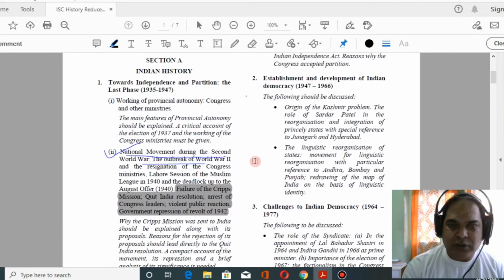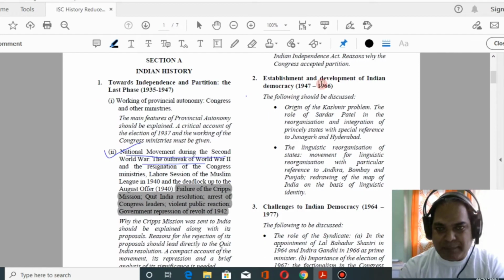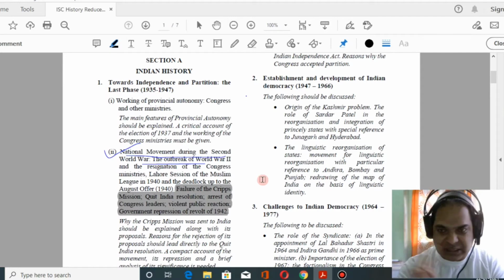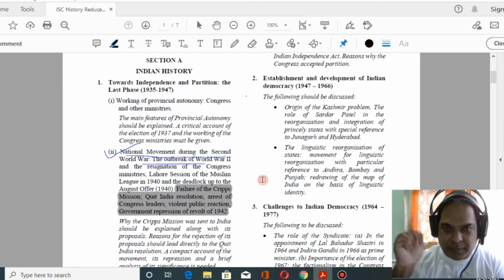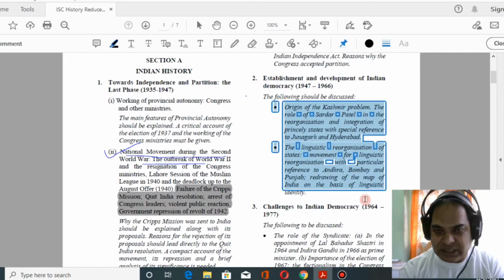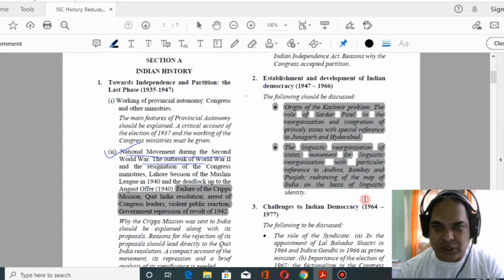If you move on to chapter number 2, you see here establishment and the development of Indian democracy. Last year we did the refugee problem and the foundation of Indian democracy. Last year these two topics were there, but this year these two topics were not there. All these parts were not there last year, but this year for the examination to be held in 2022.